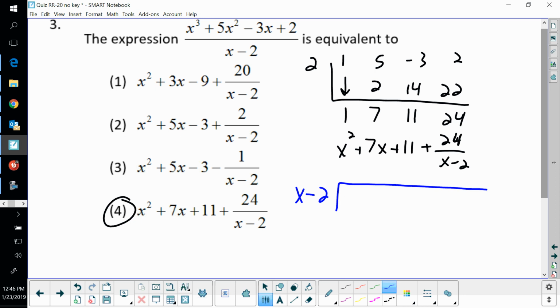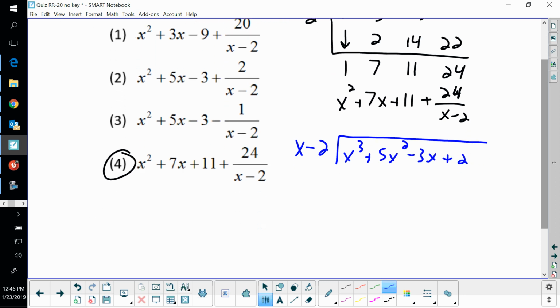Because if it had something other than 1 in front of the x, or if it was an x squared that we're dividing by, we would have to do it with long division. So what times x gives us x cubed? It would be an x squared. So that would give us x cubed minus 2x squared.